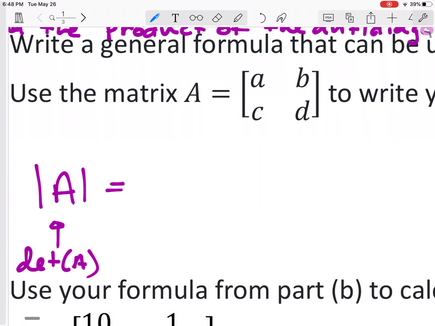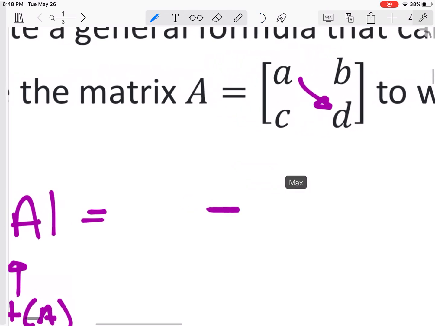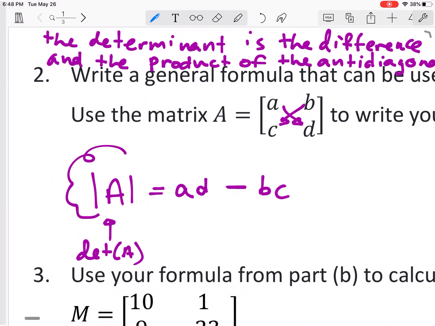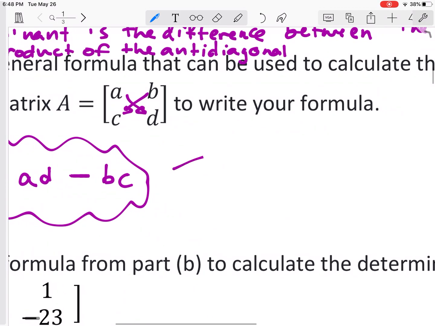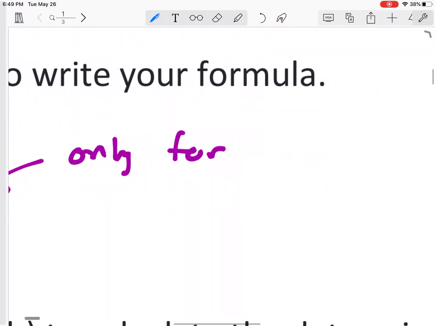Well, it's the difference, so we know we'll be subtracting between the product of the main diagonal, which is A times D, and the anti-diagonal, which is B times C. So this here is our general formula, ad minus bc. What's important though is this is only for 2 by 2 matrices.